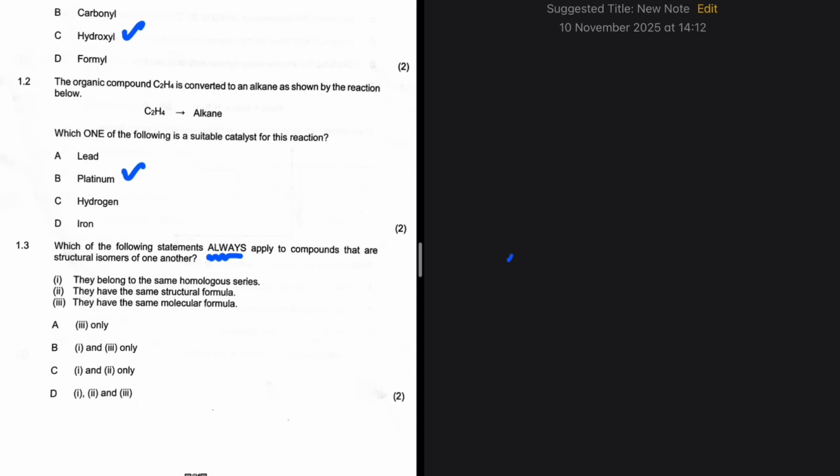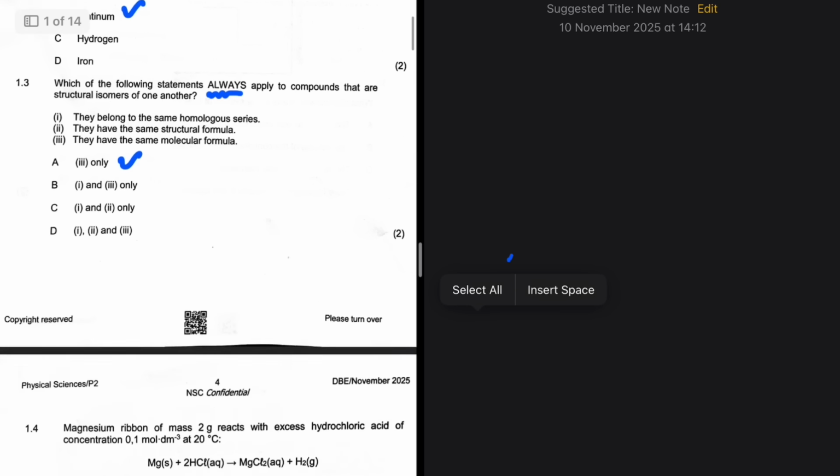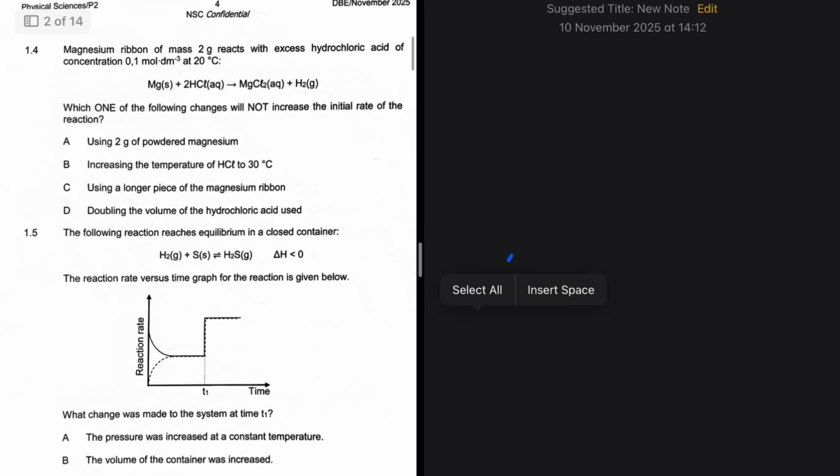Roman numeral 2, they have the same structural formula. That is not true. There's no way that can be true, because by definition, they're structural isomers if they're different in structure. And then Roman numeral 3, they have the same molecular formula. Obviously, that has to be always true for them to be structural isomers.